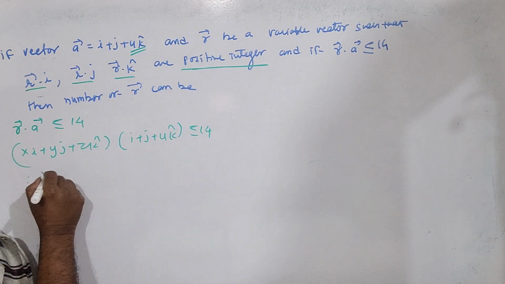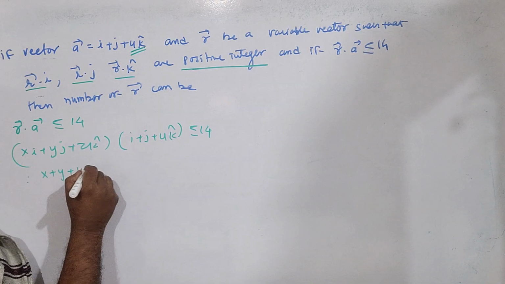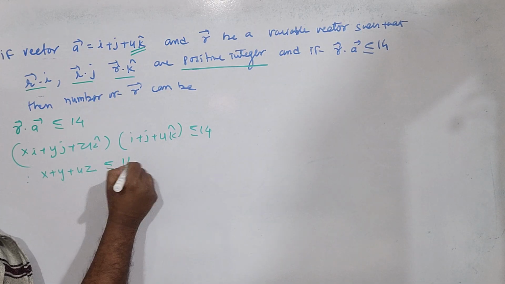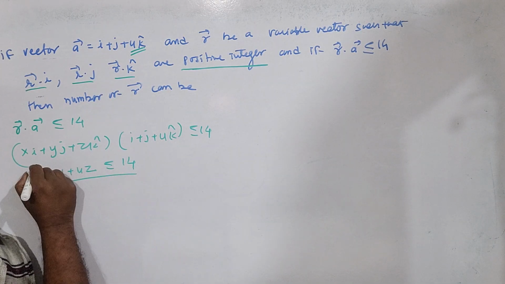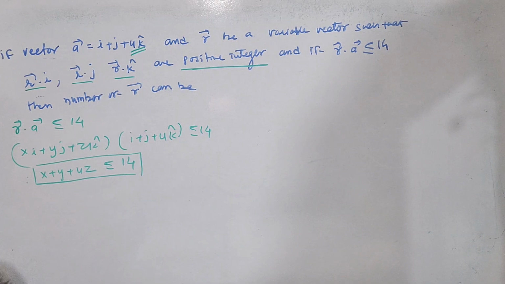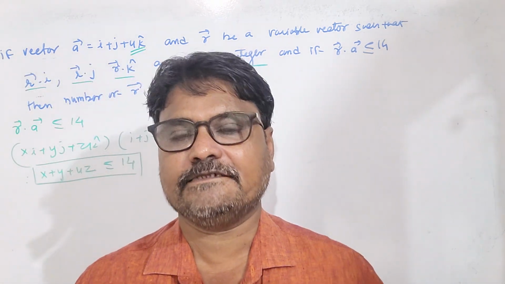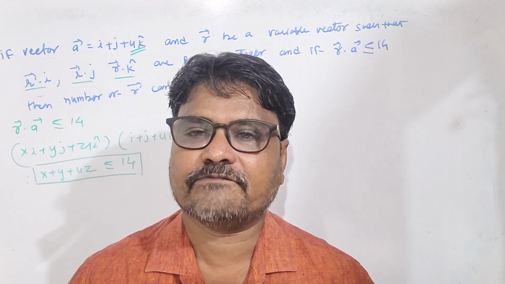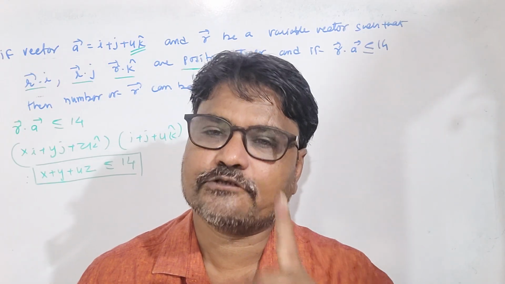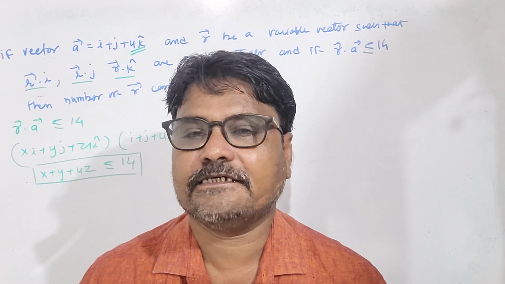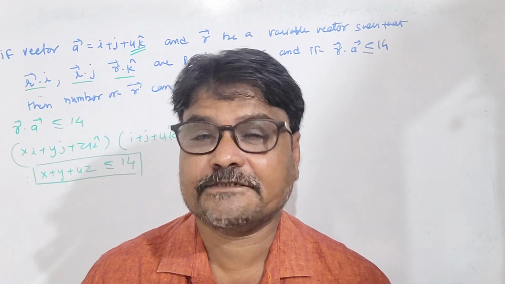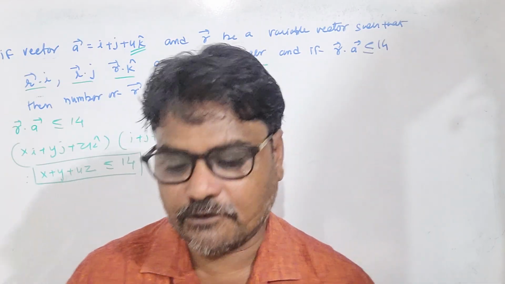So therefore we are having x plus y plus 4z less than or equal to 14. Now the question is how to solve this, how to find the positive integral solutions. Because the formula n minus 1 C r minus 1 is valid when the coefficient of x1, x2, x3 up to xr is always 1. But here the coefficient of x is 1, y is 1, but z is not 1.